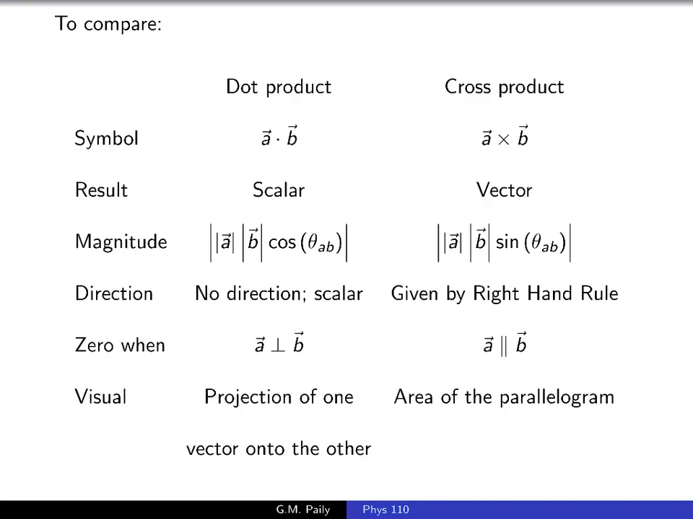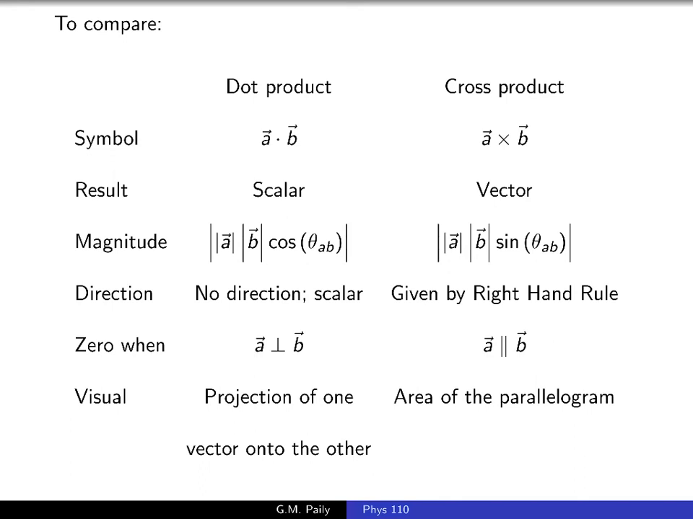Finally, we end with a comparison between the dot product and cross product. First is the symbol. The symbol for the dot product is a dot between the two vectors. And the symbol for the cross product is a times symbol or cross between the two vectors. The result of a dot product of two vectors is a scalar. So the vector nature goes away and you just have a scalar. The result of the cross product is another vector.